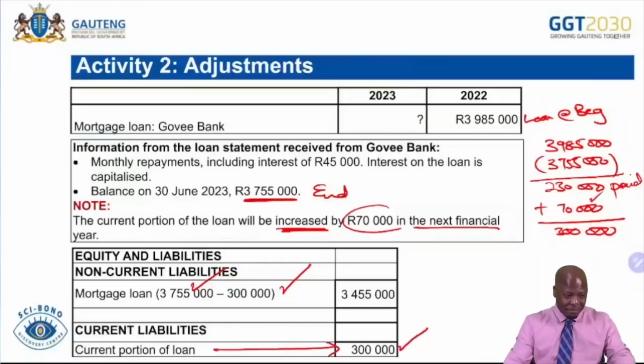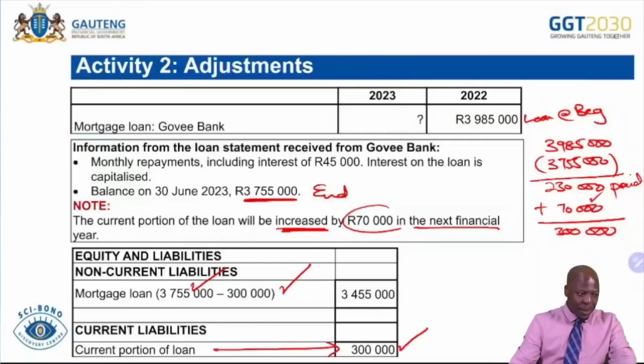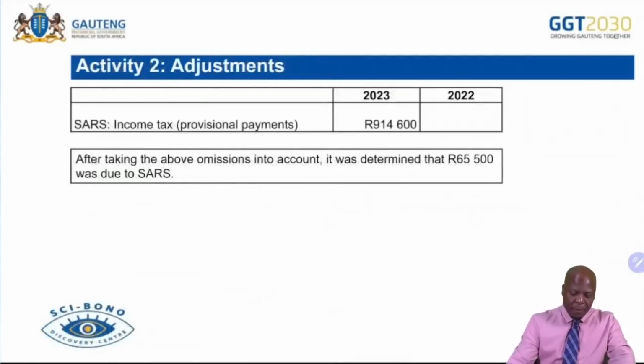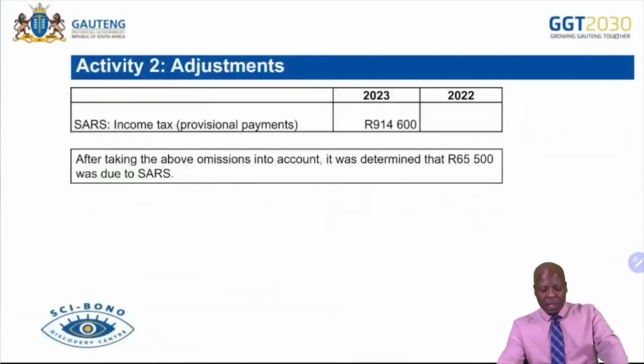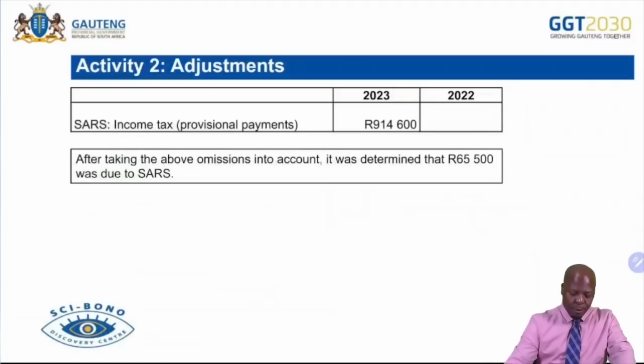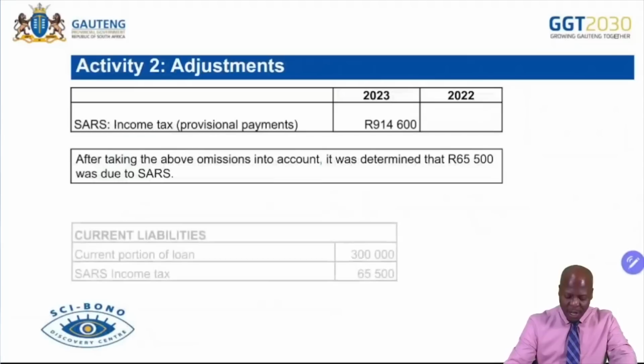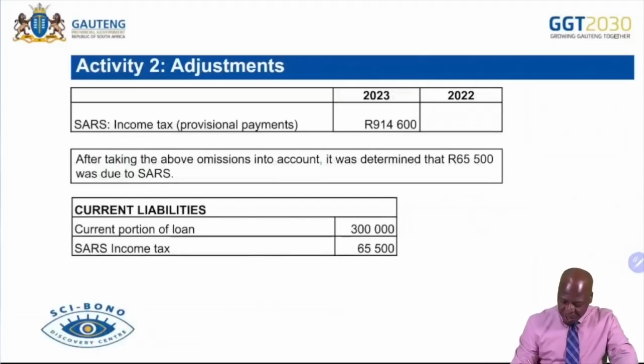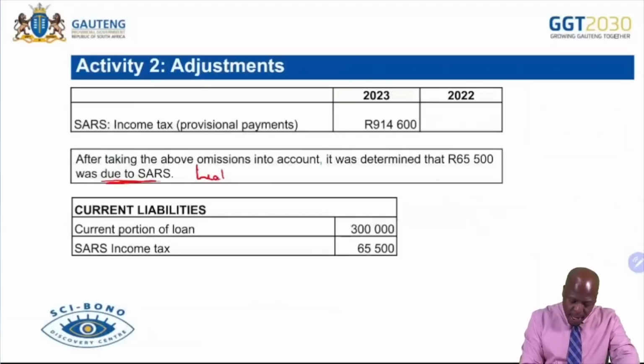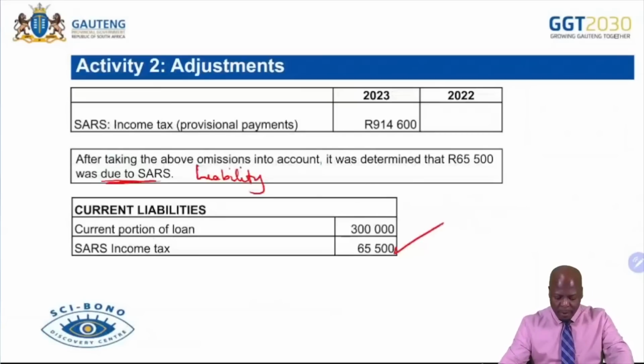Are we still okay? All right, I'm going to move on to the next adjustment. The next adjustment says, after taking the above omissions into account, it was determined that 65.5 was due to SARS. Remember we're preparing the statement of financial position, so we're not going to waste time. We're just going to come due to SARS. That makes it a liability.